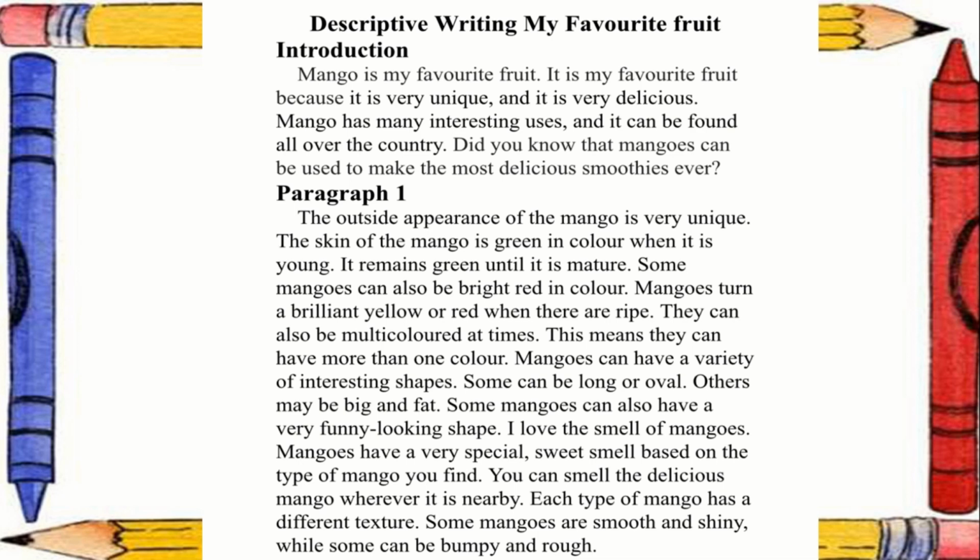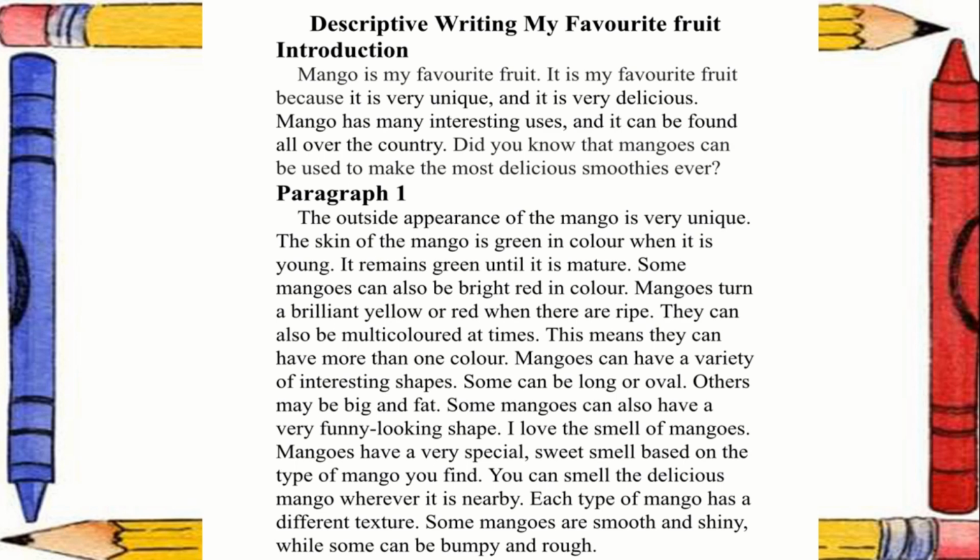Body paragraph 1. In this paragraph, we're going to be talking about the outside appearance of the mango. So we have a topic sentence that tells us what that paragraph is going to be about. The outside appearance of the mango is very unique. The skin of the mango is green in color, which is when it is young. It remains green until it is mature. Some mangoes can also be bright red in color. Mangoes turn a brilliant yellow or red when they are ripe. They can also be multicolored at times. This means they can have more than one color.